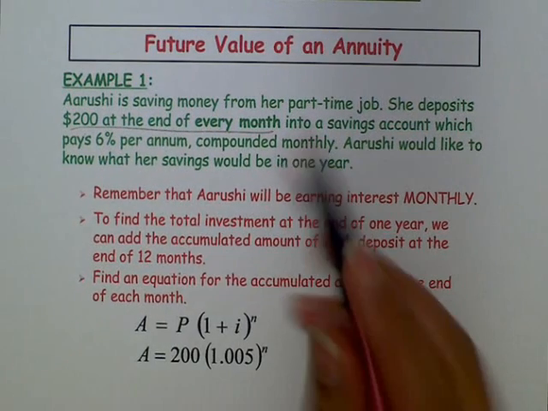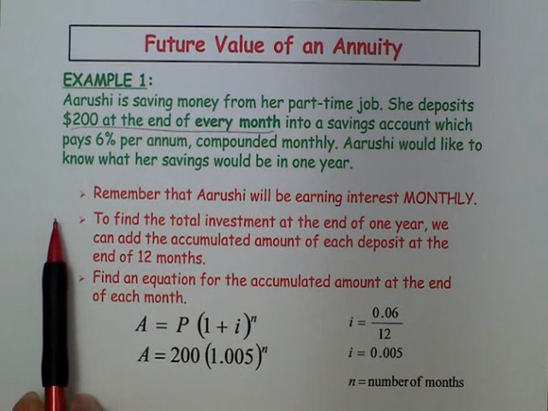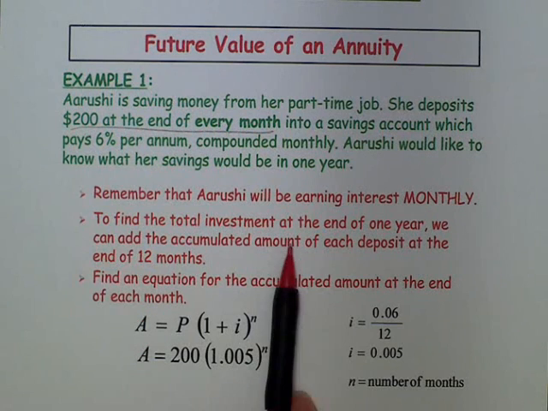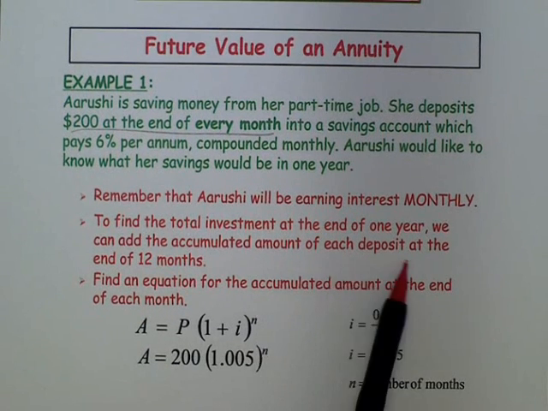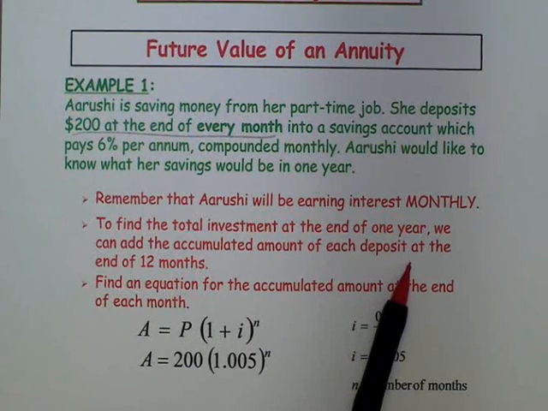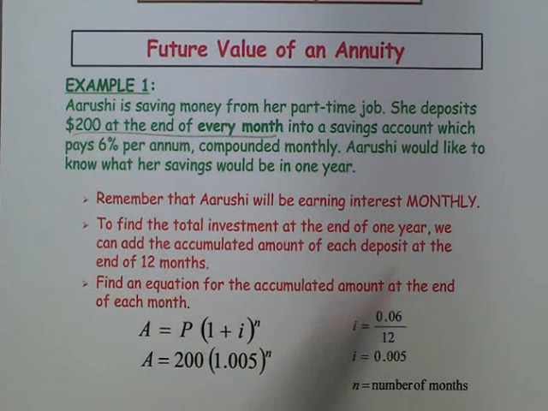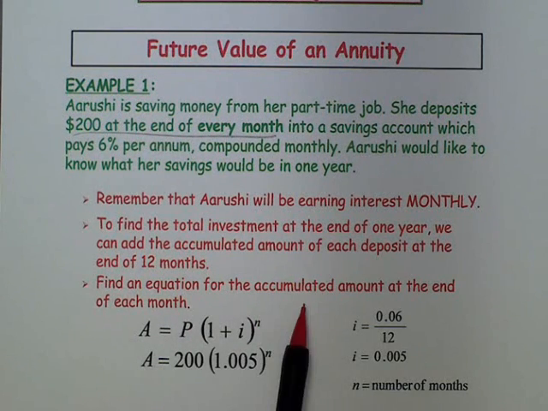Okay? So remember that Arushi will be earning interest monthly. So to find the total investment at the end of 1 year, we can add the accumulated amount of each deposit at the end of 12 months. So we can look at the accumulated amount of the $200 she puts in at the end of January, then at the end of February, then the end of March, etc., all the way till the end of December. Okay? So first what we need to do is think about an equation for the accumulated amount at the end of each month.